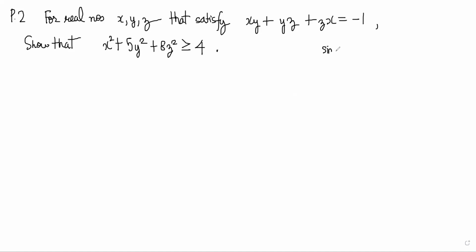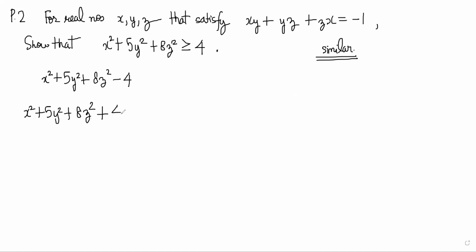This is similar to the previous one, so think of something similar. I replaced the 4 by negative 4xy minus 4yz minus 4zx. Correct. And this can be written as x square plus 5y square plus 8z square plus 4xy plus 4yz plus 4zx, right? Now, group them, but I feel like I need an extra x square.